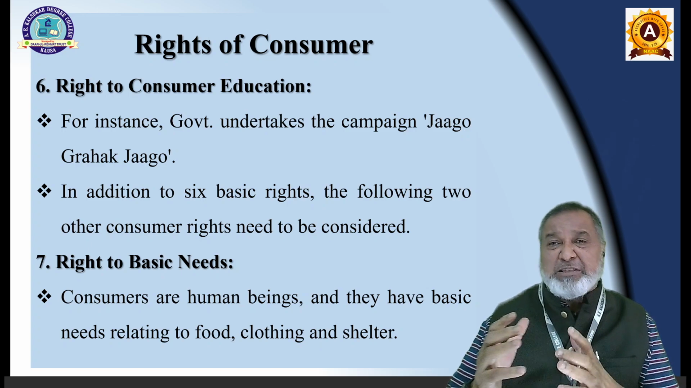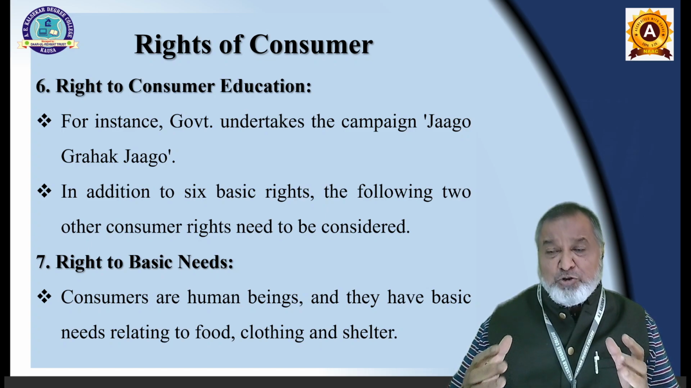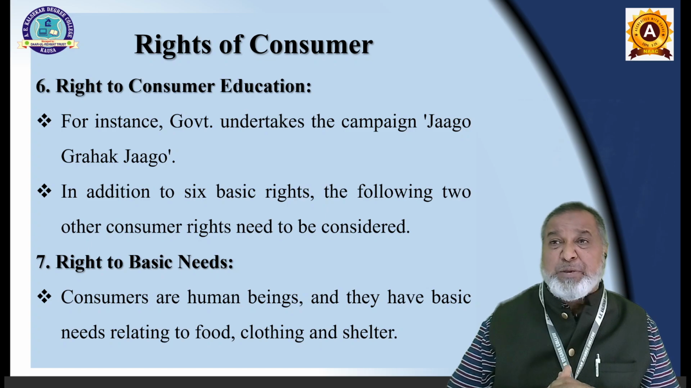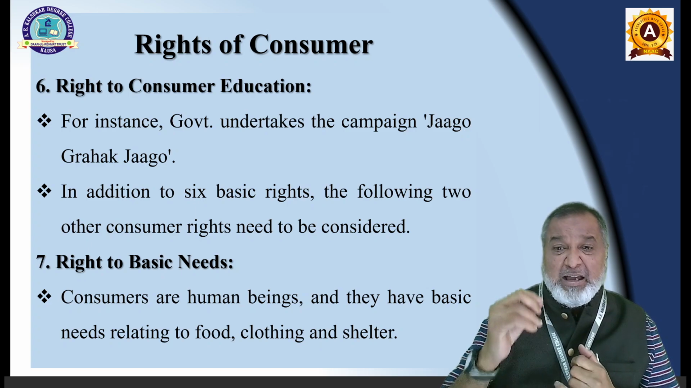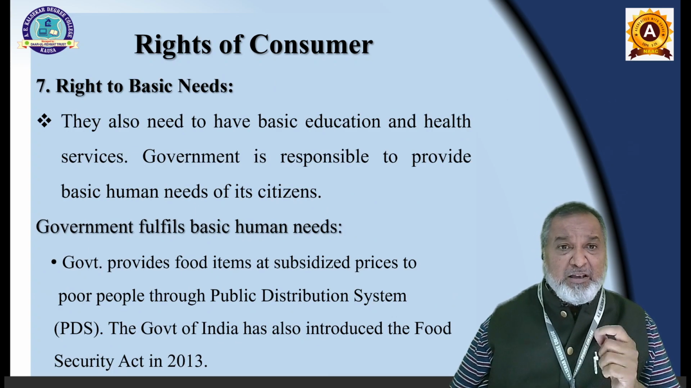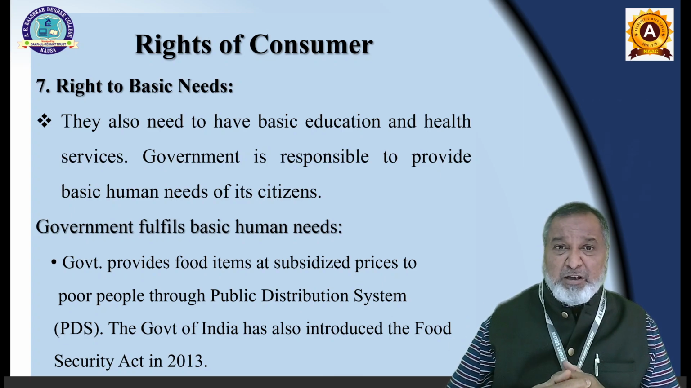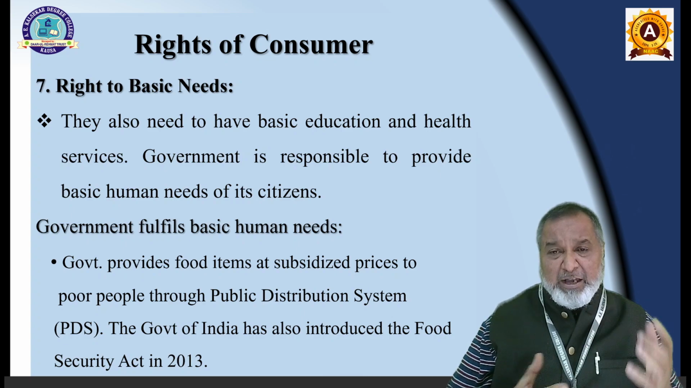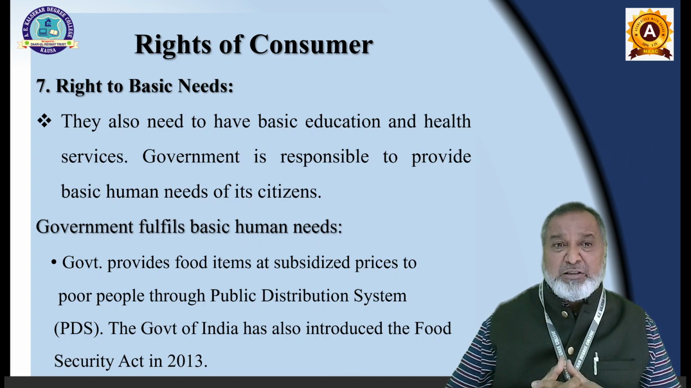In addition to the six basic rights, the following two other consumer rights need to be considered. The seventh one is the right to basic needs. What are your basic needs? You should know. Consumers are human beings and they have basic needs related to food, clothing, and shelter. They also need basic education and health services. That's why we have a lot of government schools and corporation schools, and for health we have government hospitals as well as corporation hospitals to meet these basic needs.